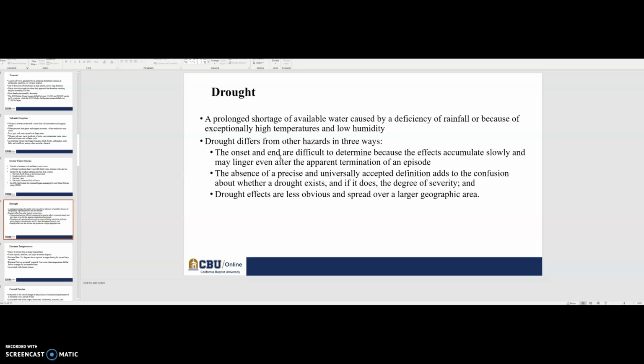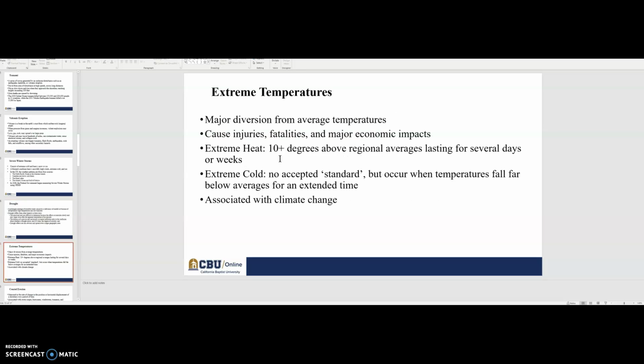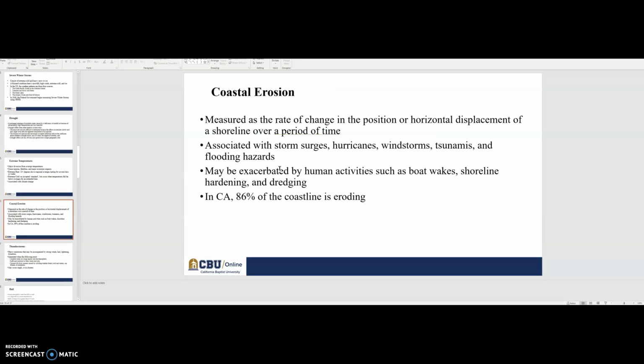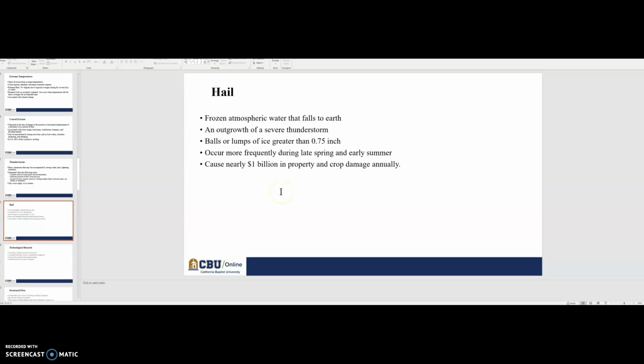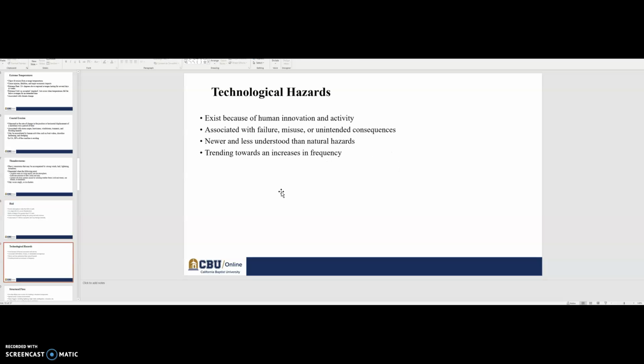Drought out here on the West Coast. Extreme temperatures, once again out on the West Coast. It just seems that these extreme temperatures are lasting longer than 2 or 3 days, lasting 10 and 15 days in a row. You have coastal erosion, and in California, 86% of the coastline is eroding. Thunderstorms, hail.